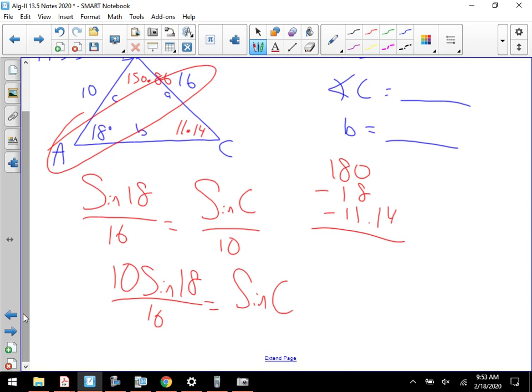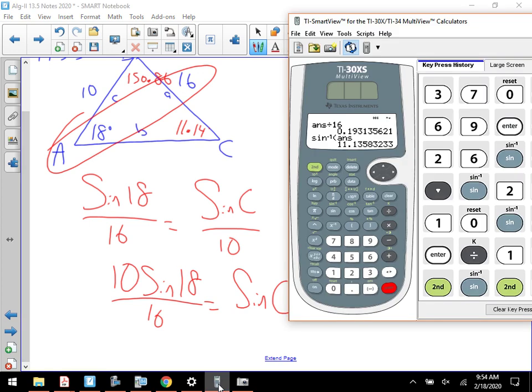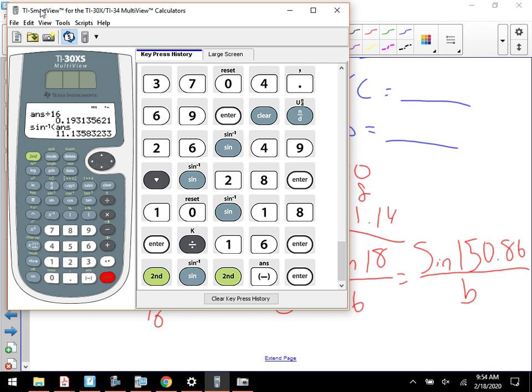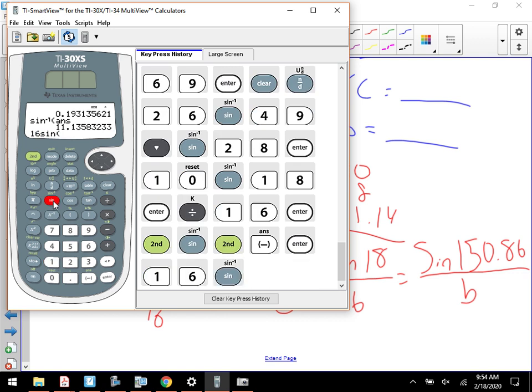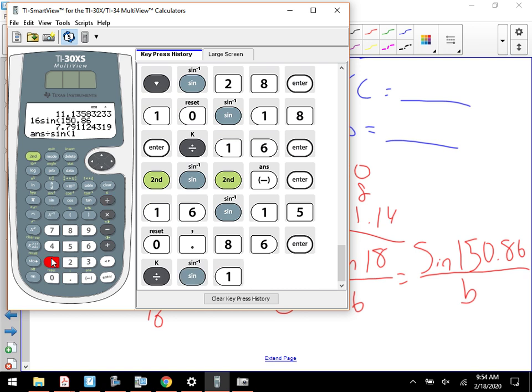Okay? So we have the sine, go back to what you already used. Sine of 18 is the 16. Sine of 150.86 over little b. Again, we've solved this one before. Multiply, divide. So let's see, 16 sine 150.86 divided by sine of 18. 2521.